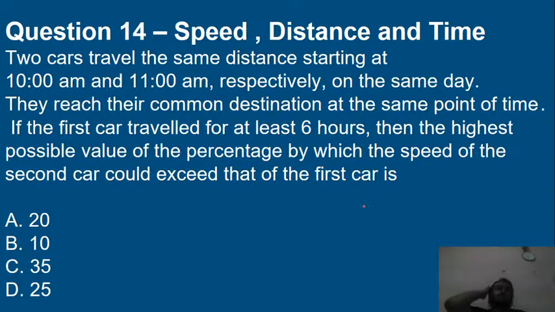Okay guys, so see, a bit tricky question. There are two cars that travel the same distance, starting at 10 a.m. and 11 a.m. respectively on the same day. They reach the common destination at the same point of time. If the first car traveled for at least 6 hours, then the highest possible value of percentage by which the speed of the second car could exceed that of the first car is.